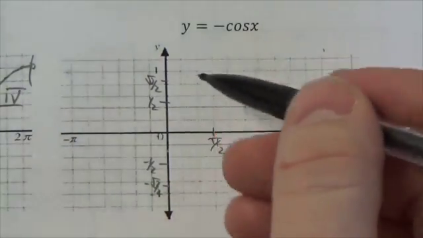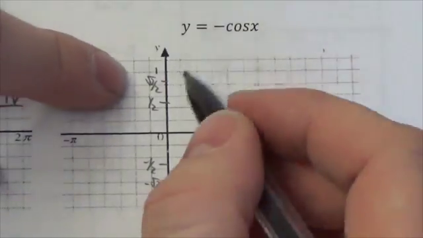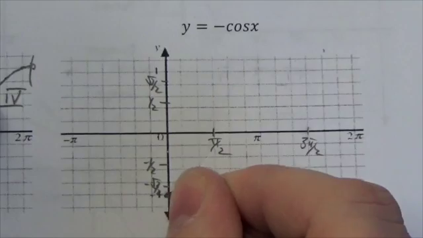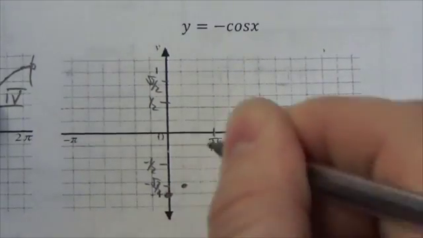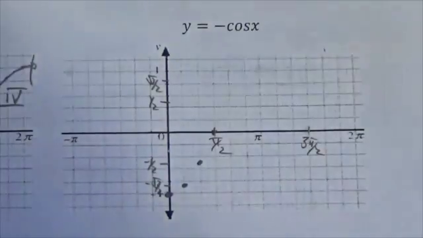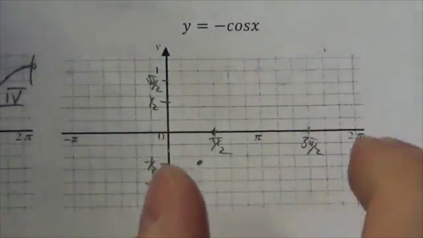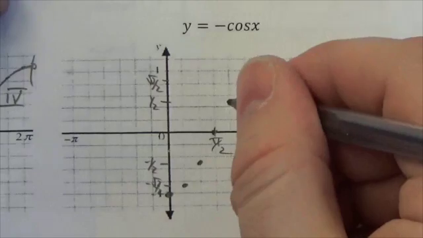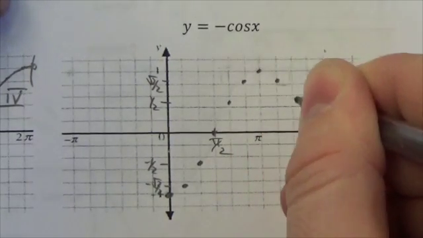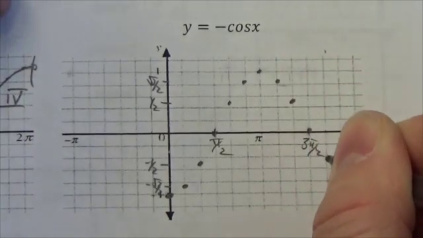But when you throw the negative in front here, remember cosine starts at positive 1, so negative cosine is going to start at negative 1, so down here, and then it's just going to work its way in the opposite direction. So in this case here, we should find that it is going to be negative in quadrants 1 and 4, and positive in 2 and 3. And that actually bears itself out in the graph.